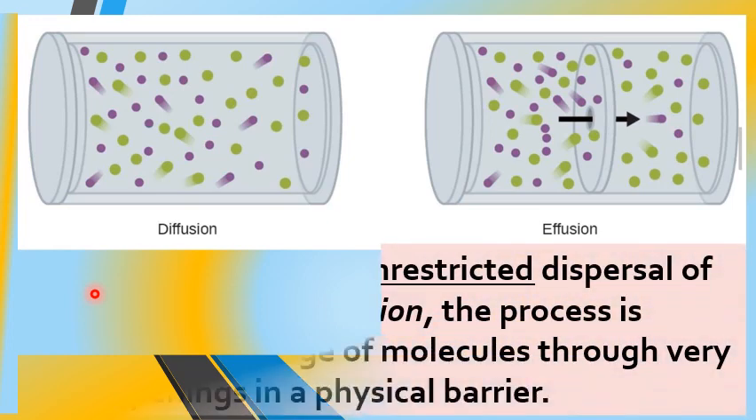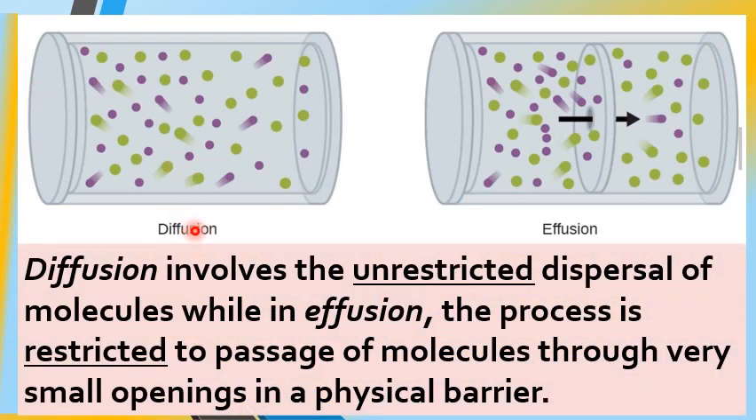What's the difference between diffusion and effusion? When the gas molecules spread out without any restriction, that is called diffusion. When the gas molecules are restricted to pass through very small openings in a physical barrier, then that process is called effusion.